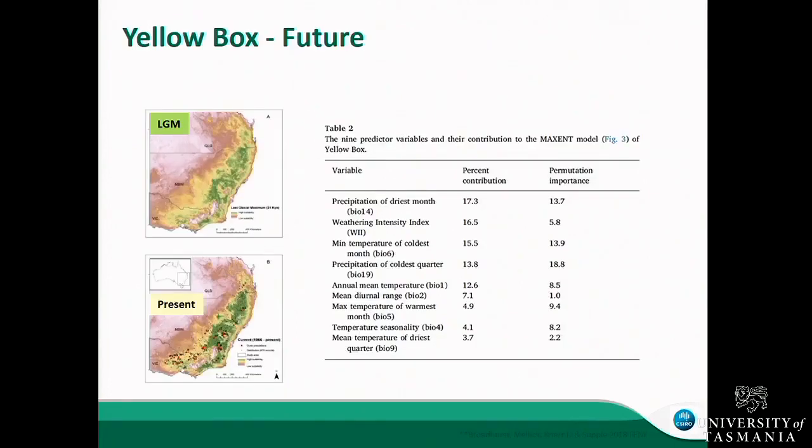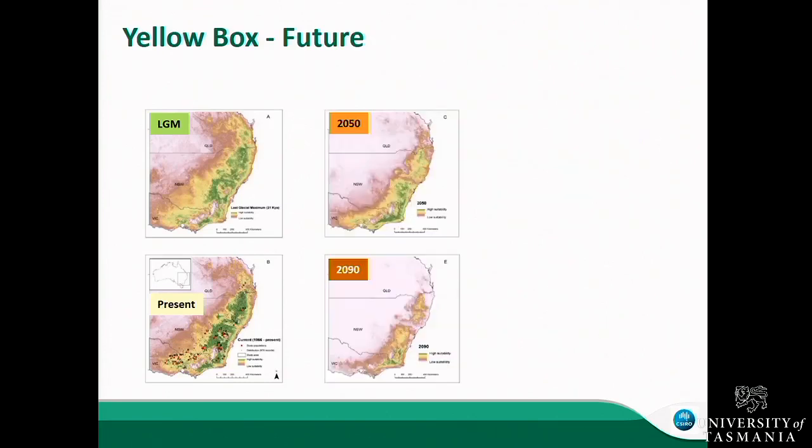So where are we going with yellow box? So back to the modelling. So last glacial maximum today, and these are the parameters that Rowan did all the modelling with. So we then took it a step further to go, so what's happening 2050 and 2090? You know, most people are doing these things. And that doesn't paint a good picture for this species. But then the picture is much more complicated.